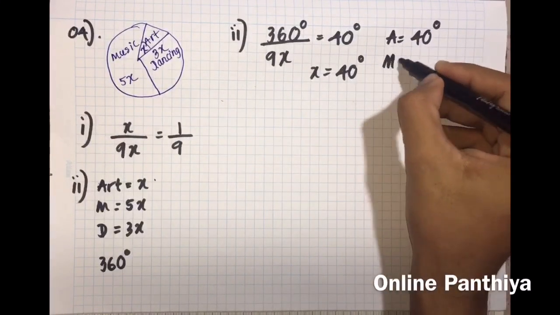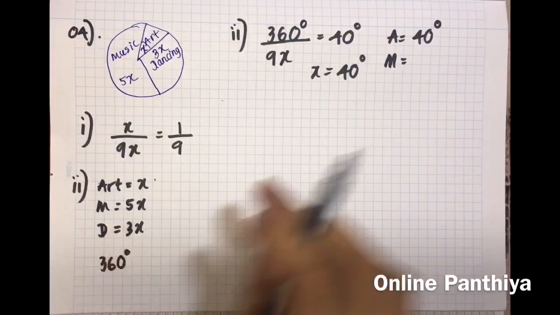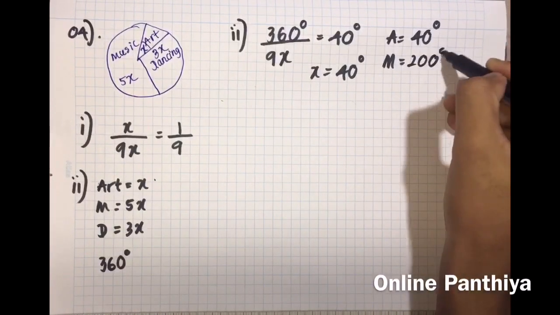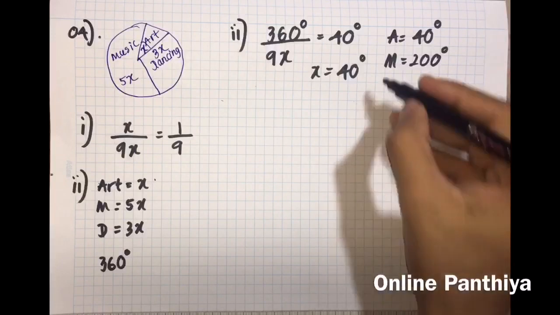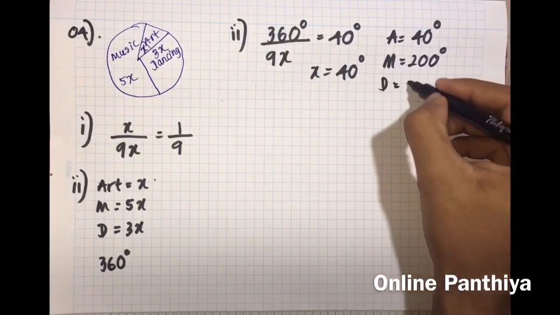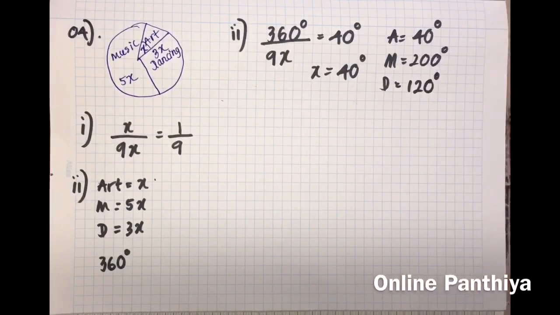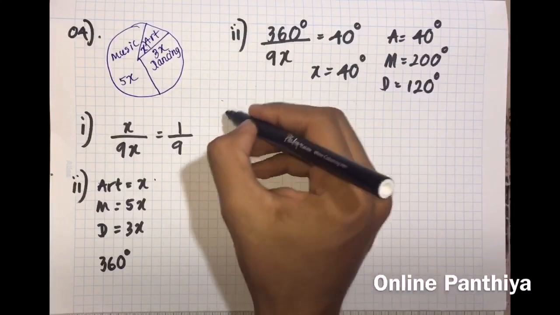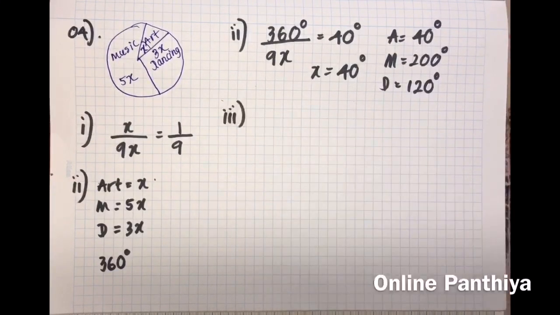How much is music? 40, you have to multiply by 5. That is going to give you 200, right? Music. And how much is dancing? 120. These are the angles. Okay, let us check the third one.